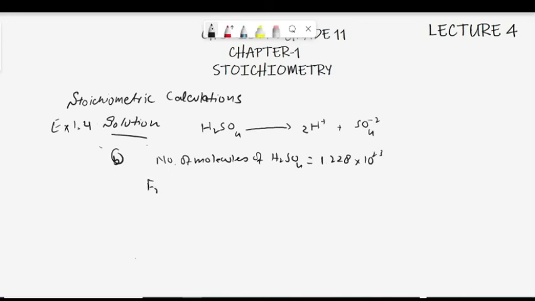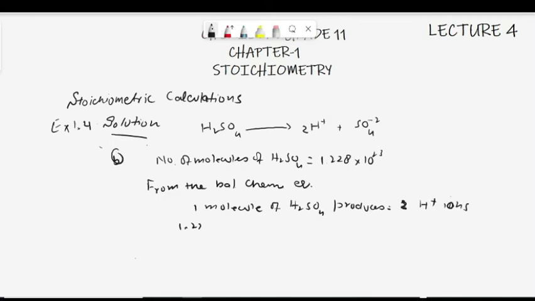So from the balanced chemical equation, we know that one molecule of sulfuric acid produces two hydrogen ions. So 1.228 into 10 raised to power 23 molecules of sulfuric acid will produce 2 into 1.228 into 10 raised to power 23 ions, and that is equal to 2.5 into 10 raised to power 23 hydrogen ions.